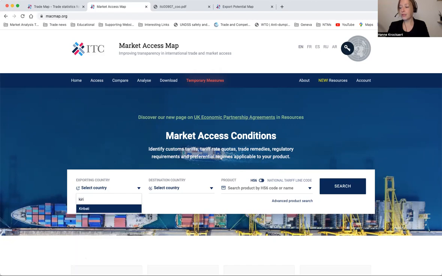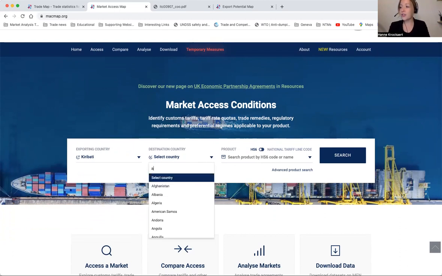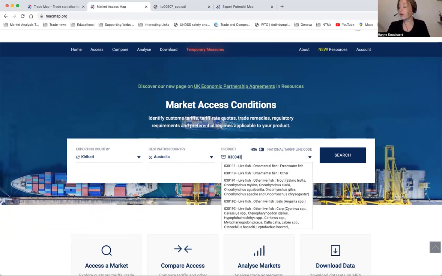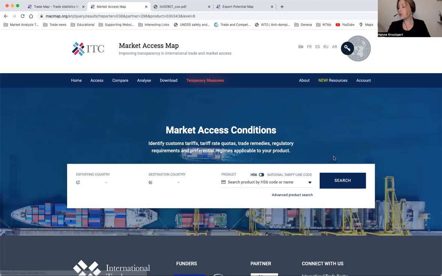we're talking about Kiribati as an exporting country. So now I'm on the homepage of this tool. The only way you can use this homepage is if you have all the parameters you need to fill all of this out. So you need to already be able to select the country you're interested in. So you said Australia. I want to target Australia with the fish. Fish. Yeah. I search.